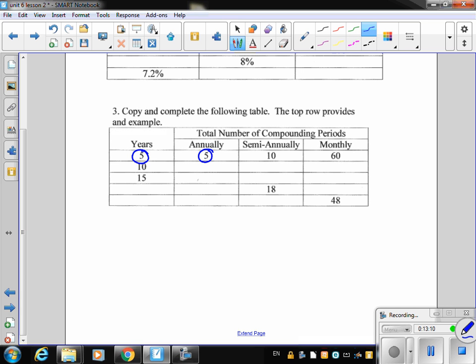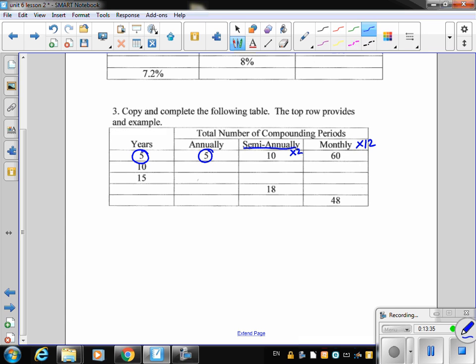But what if they put interest into your account twice a year? That means they will put interest into your account 10 times. So our N value, our exponent, would be doubled, twice as often. If it's monthly, they're going to add interest to your account 60 times over the course of those 5 years.